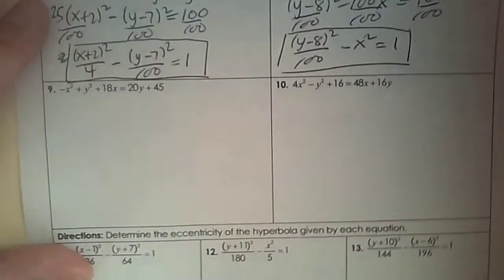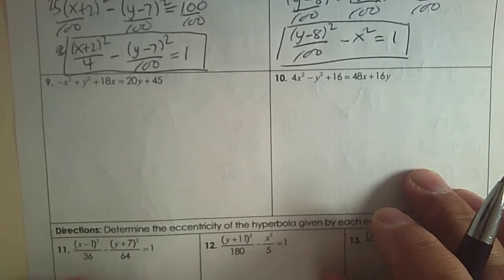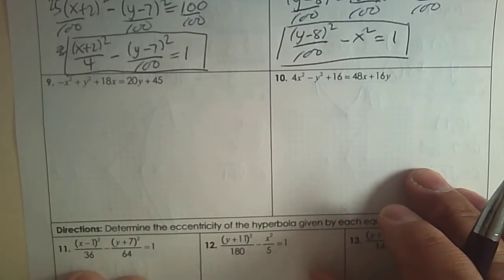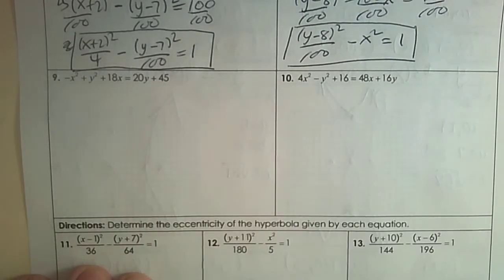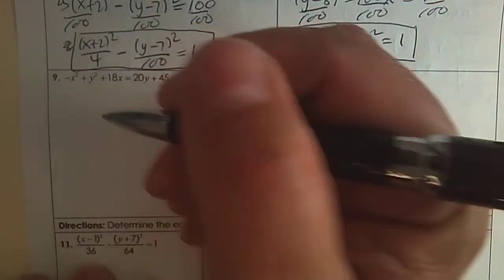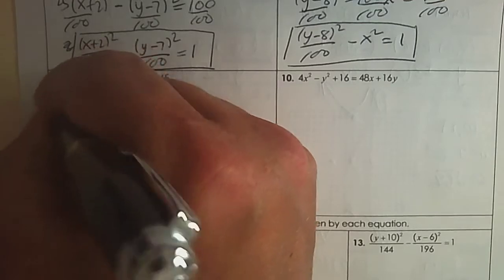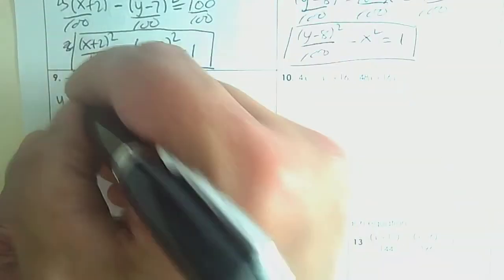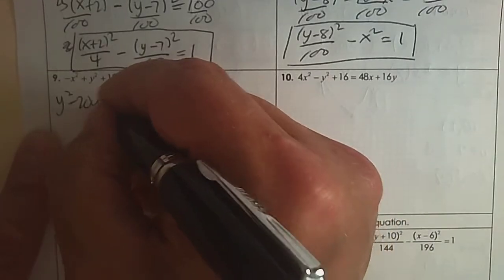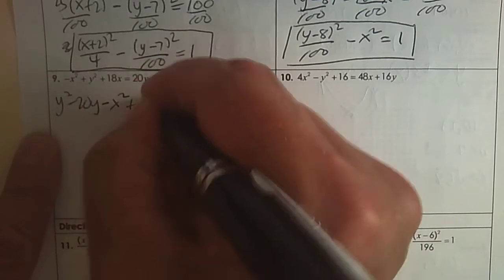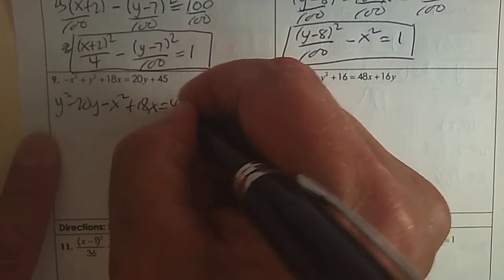Number 9. Please try it. If you can't, you can't. All right, here we go. So I'm going to start with positive y squared and subtract 20y. Negative x squared and 18x, and that's equal to 45.